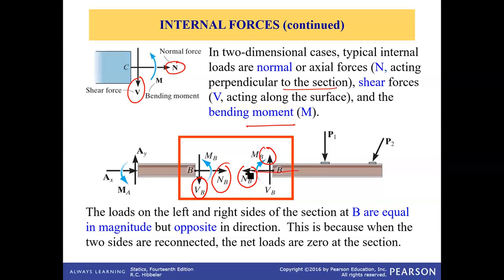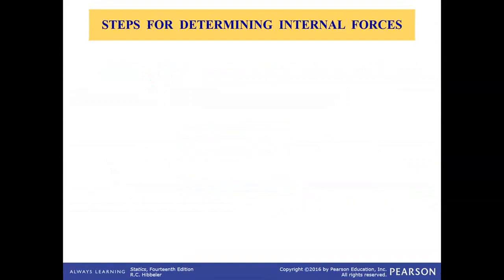That means if we bring this together and join them, these internal forces cancel out. This normal and this normal will cancel out. Shear and shear will result in net zero force inside the member, and bending moments are also cancelled out. So the loads on the left and right sides of the section at B are equal in magnitude but opposite in direction. This is because when the two sides are reconnected, the net loads are zero at the section, and that's why the system is in equilibrium.